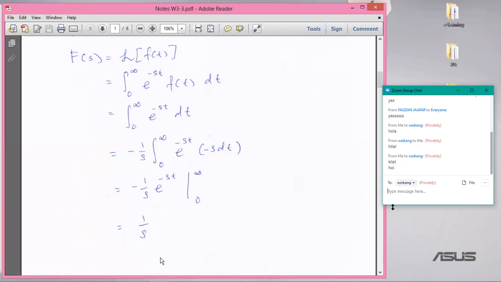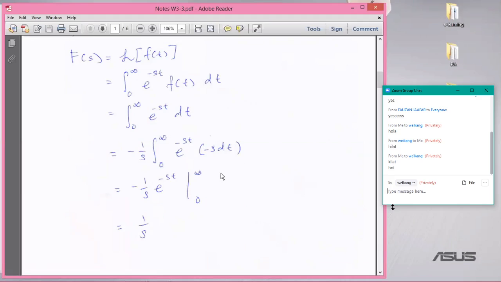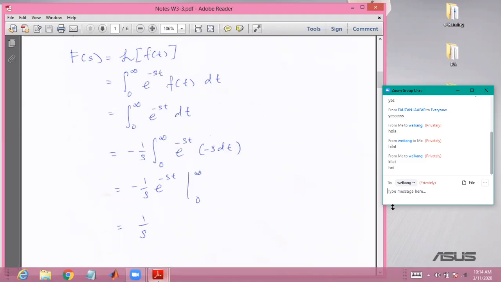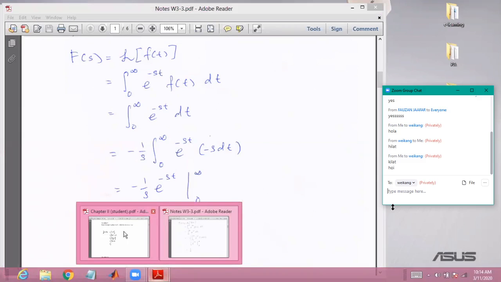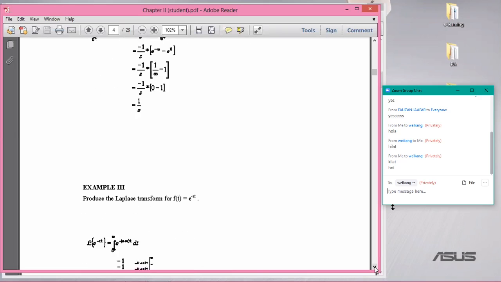That is the idea of Laplace transformation. We're not going to do this every single time we have a function f of t. We are just going to use the Laplace transformation table to help us solve the differential equation. So we're just going to go ahead to the Laplace transformation table.